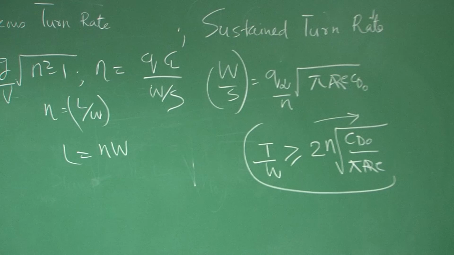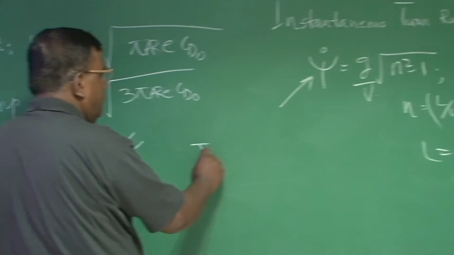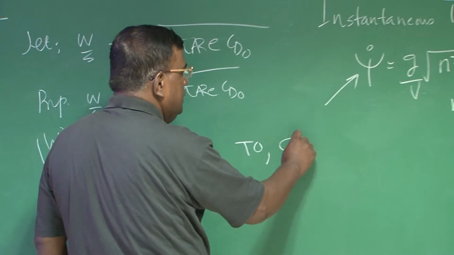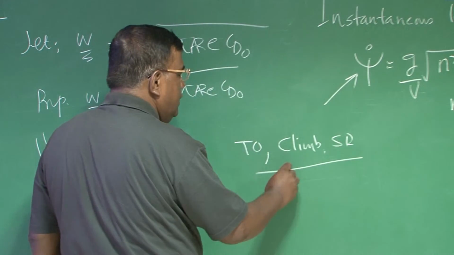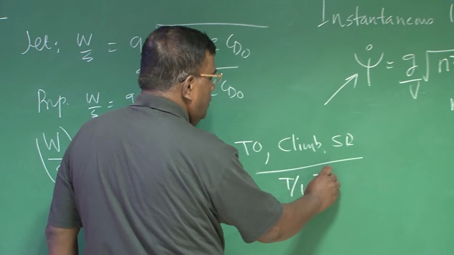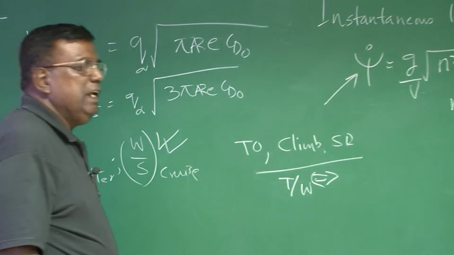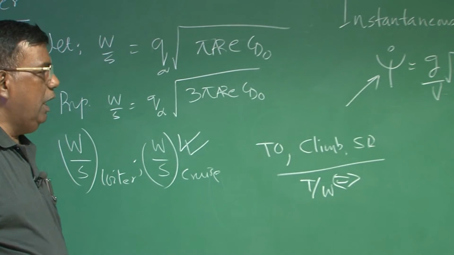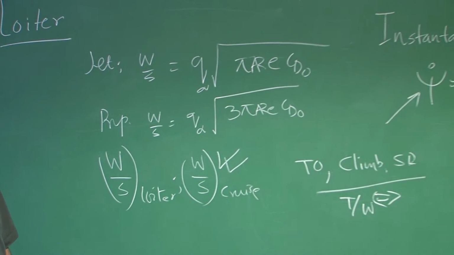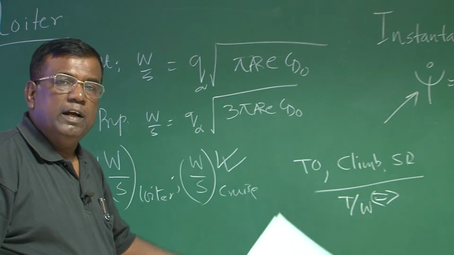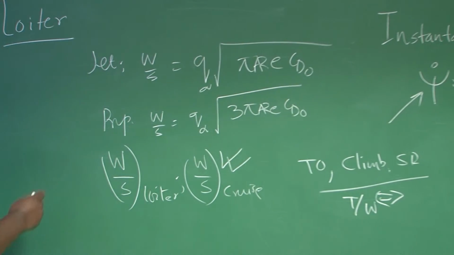And you can understand in takeoff, in climb, and in sustained turn rate, it is indeed T by W that will play an important role. So when I select T by W, I'll give this as the right segment based on which I should look for T by W. Why am I saying climb?